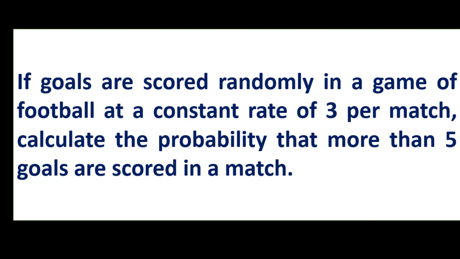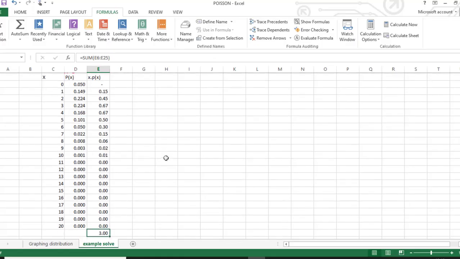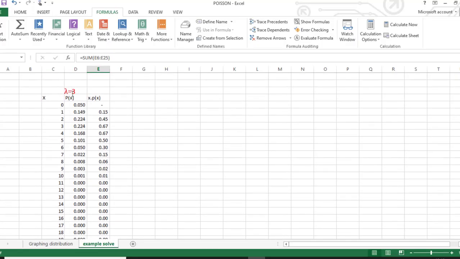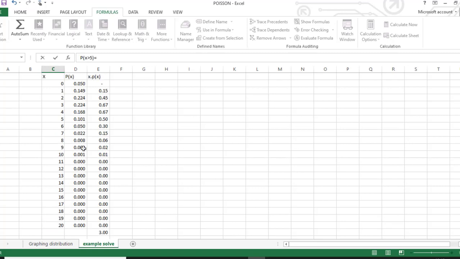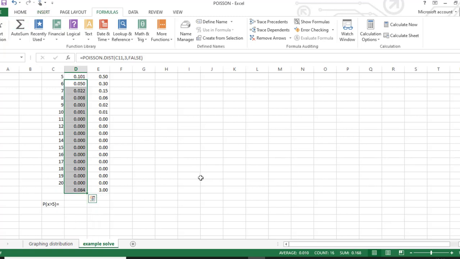Okay, so coming back to the Excel sheet, when lambda is equal to 3, the probability for x greater than 5 is given out by the summation of probabilities for all the outcomes that is greater than 5. So here I would sum it up and I would get the value of 0.084.